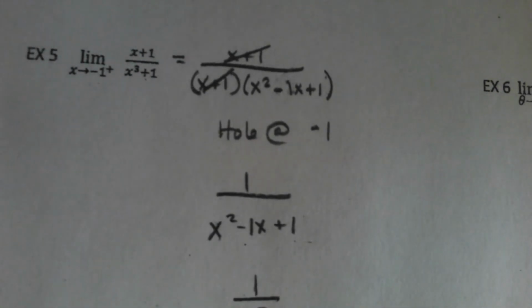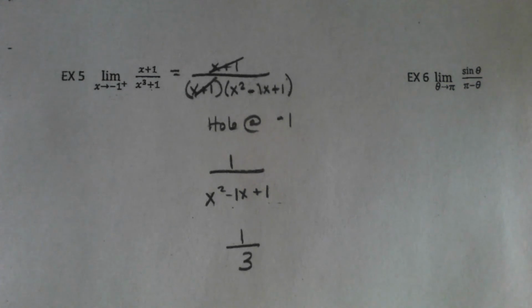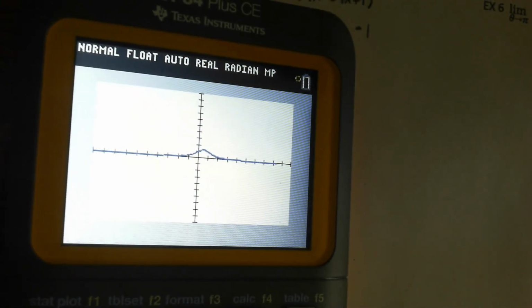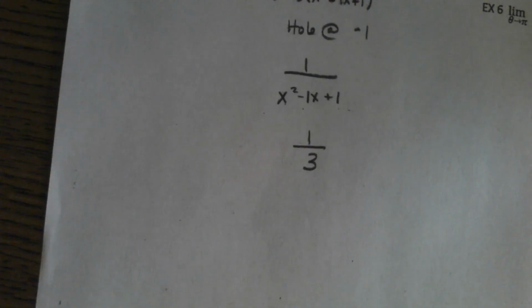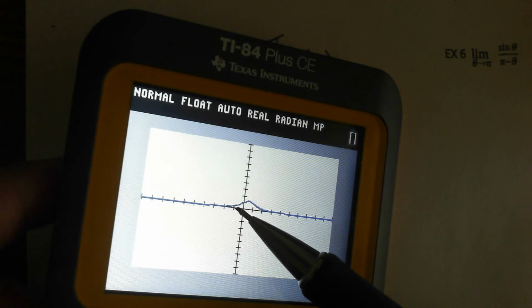So this is a funny one. Why are they asking me from the right? I don't know. Because it seems to me that there's just a hole at negative 1. And if it's just a hole, from the left or from the right does not matter. So let's take a peek at this. x plus 1 divided by x to the third plus 1. And zoom 6. What were we looking for? Limit as we approach negative 1. Yeah. The limit exists. There's no asymptote.